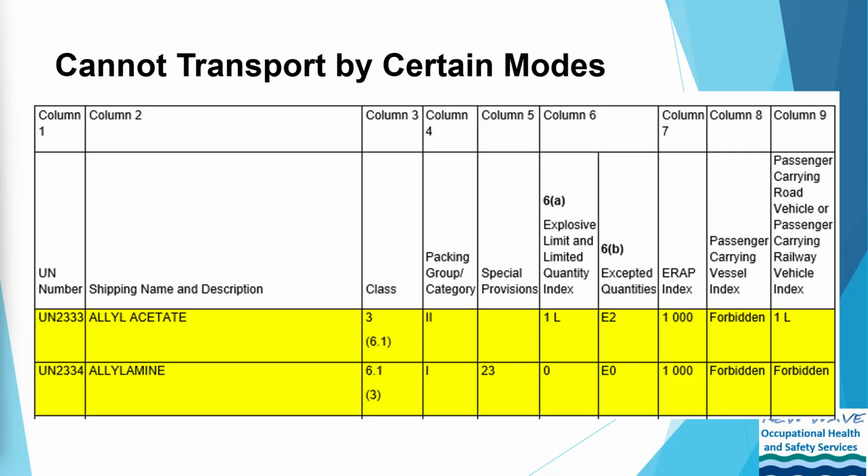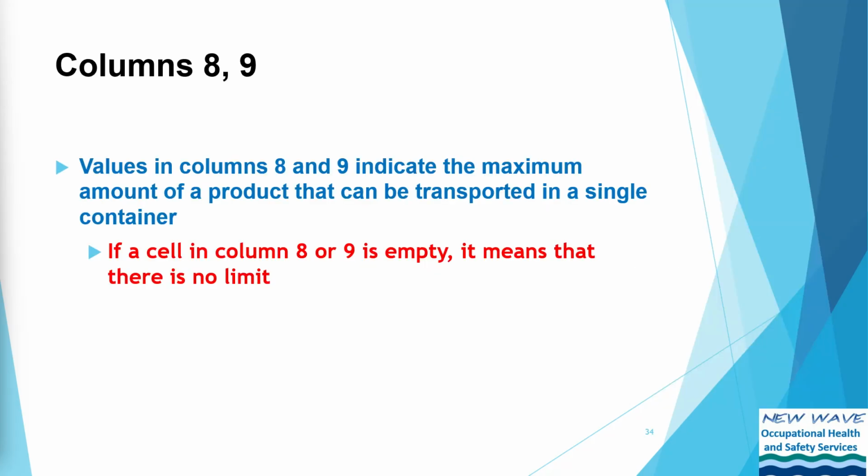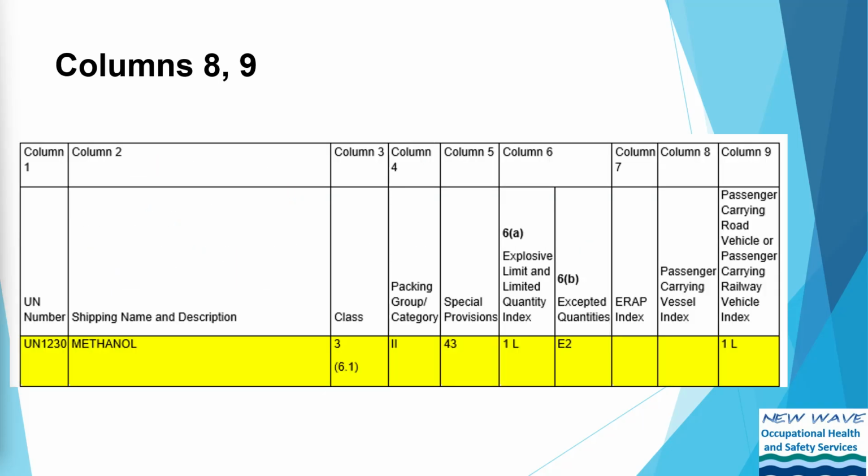You will notice that column 9 for allyl acetate contains a value, 1 liter. What does that mean? Values in column 8 and 9 indicate the maximum amount of a product that can be transported in a single container. If a cell in column 8 or 9 is empty, it means there is no limit. For example, we can transport methanol containers of any size on a passenger-carrying vessel. However, we are limited to container sizes of 1 liter for passenger-carrying road or rail vehicles.